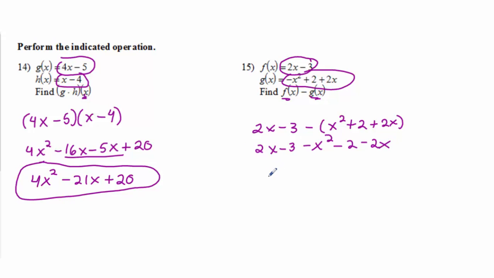And then I add like terms. If you want to put it in standard form, x squared should go first, so that's negative x squared. Then my x's, which actually cancel each other out. And then negative 3 minus 2, which is negative 5. So my answer is negative x squared minus 5.